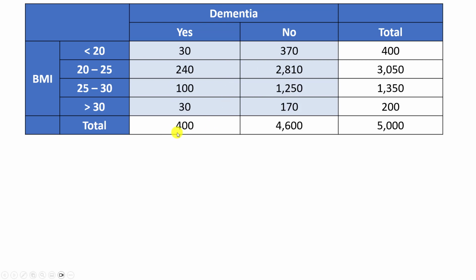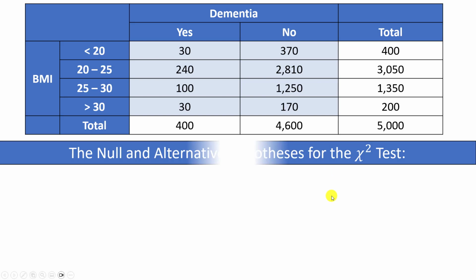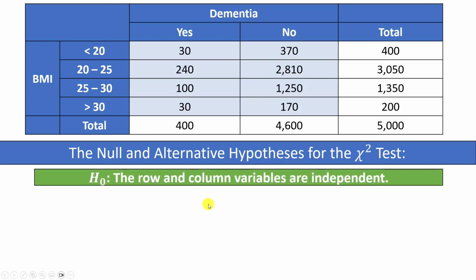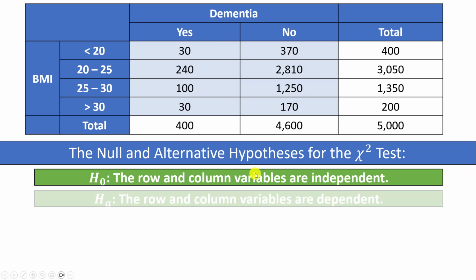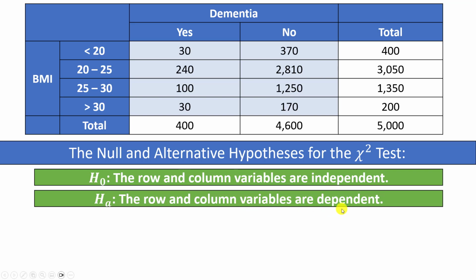For all those, we have the total of yeses, which is 400, the total of no's, which is 4,600, and then the totals of every BMI classification, and the grand total, which is 5,000. Now, the null and alternative hypotheses for this test are a little different than some of the tests that we're used to, in that we're going to write these out as a short sentence. The null hypothesis should always be that whatever variables are on your rows and columns of this table are independent, and your alternative hypothesis should be that those two variables are dependent. So literally, your two hypotheses are exactly the same, with the only change being that word from independent to dependent.